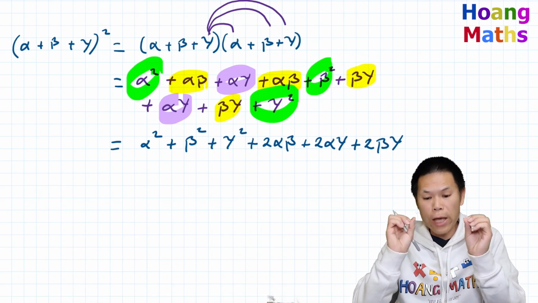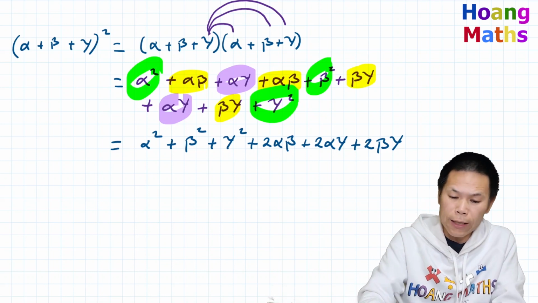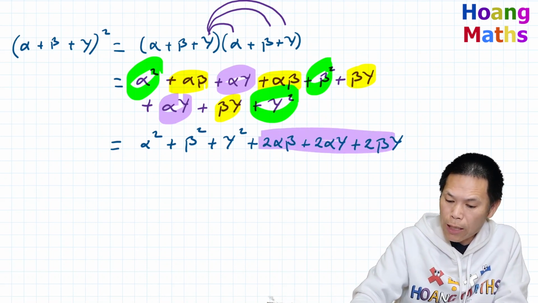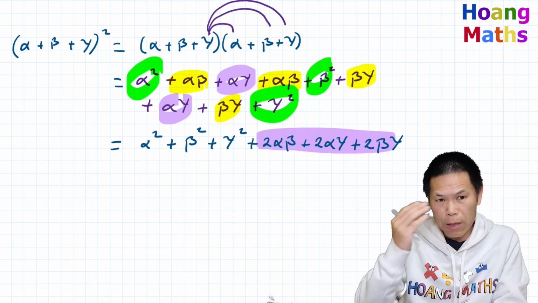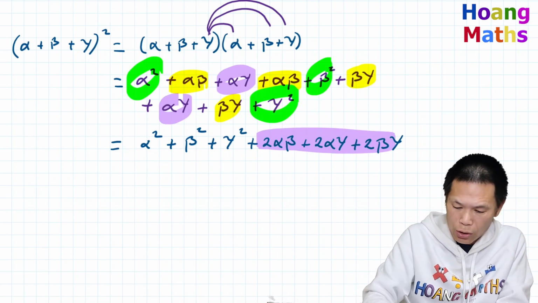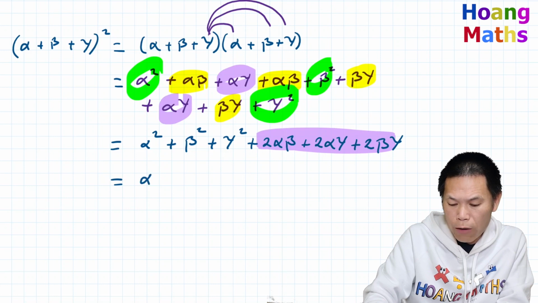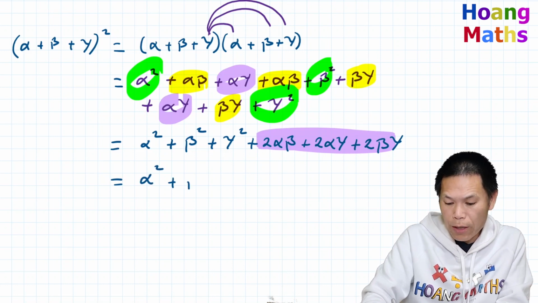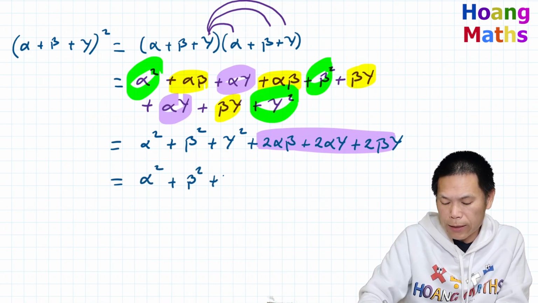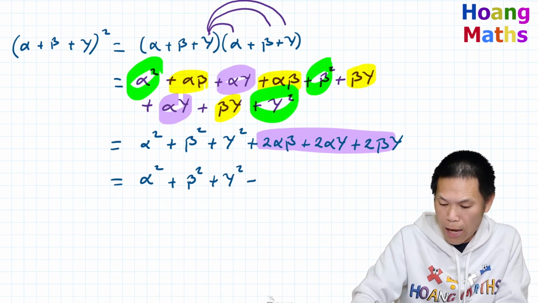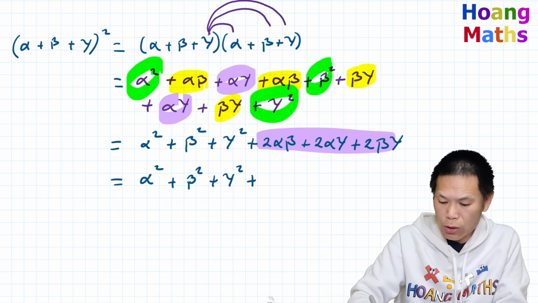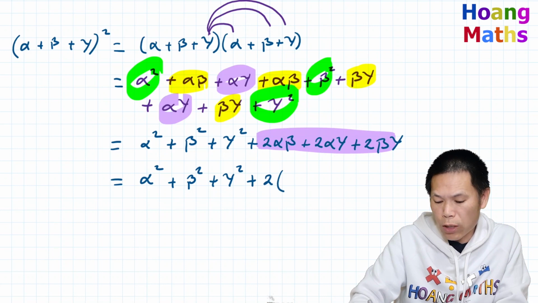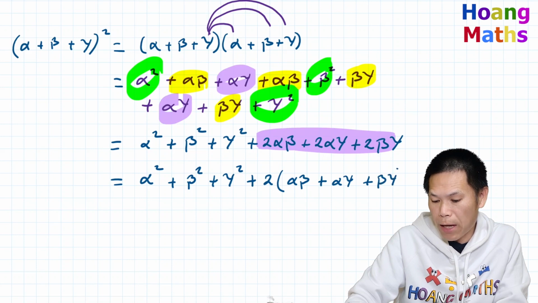So now what I do is I take out the common factor for these terms here. The common factor is 2. Let me just take them out first. So I just copy this down: alpha square, we add beta square, we add gamma square, and then we add, I take the common factor out, so that is 2. Then that will give me alpha beta, we add alpha gamma, we add beta gamma.